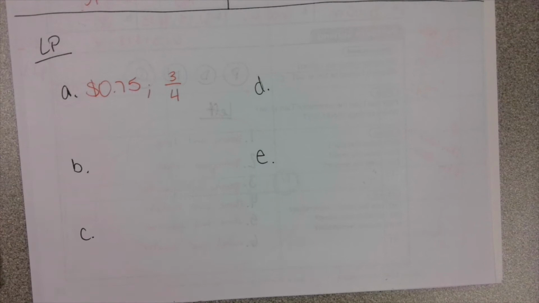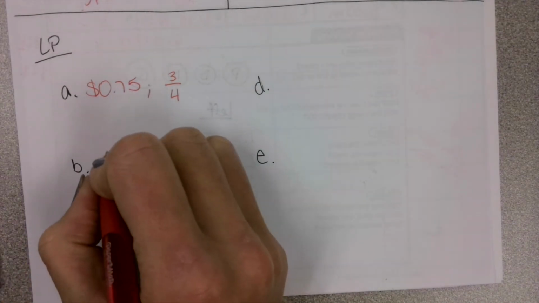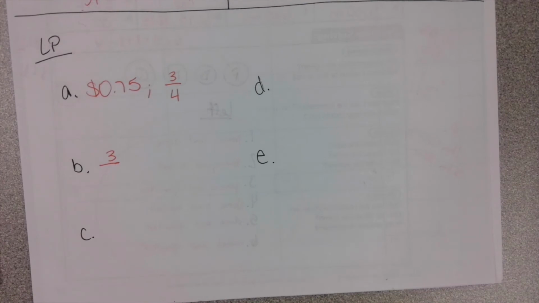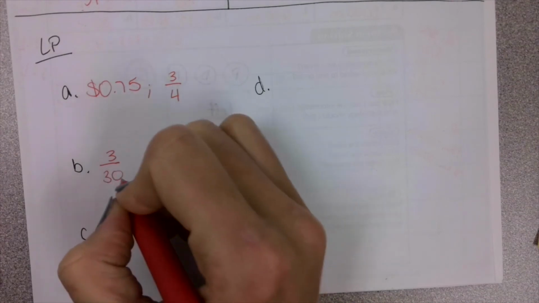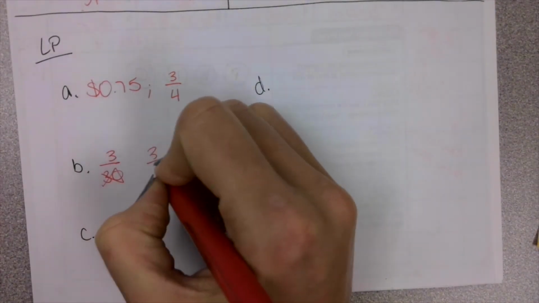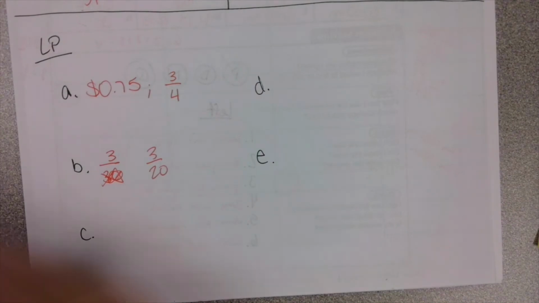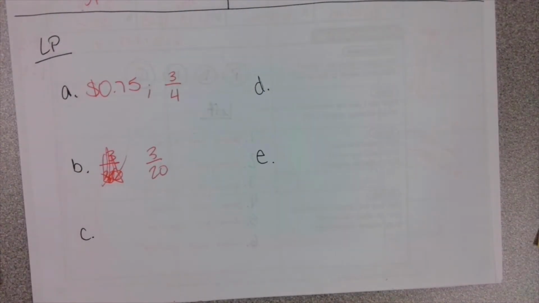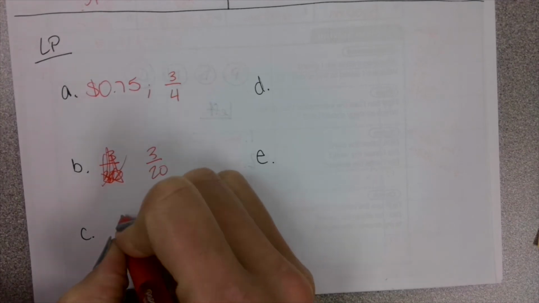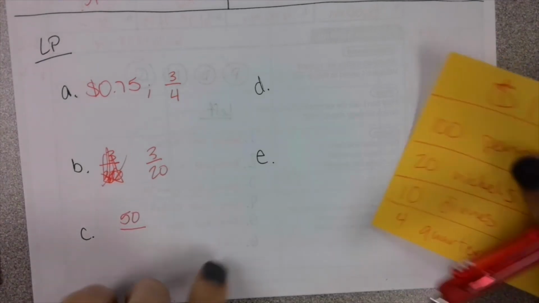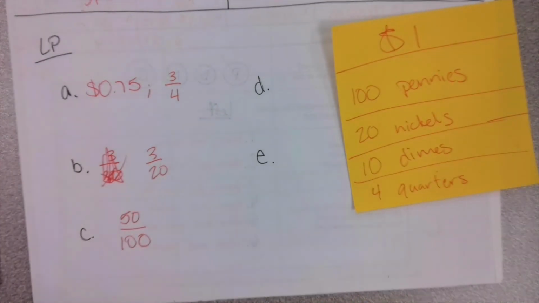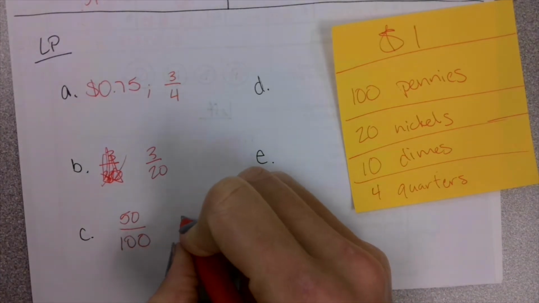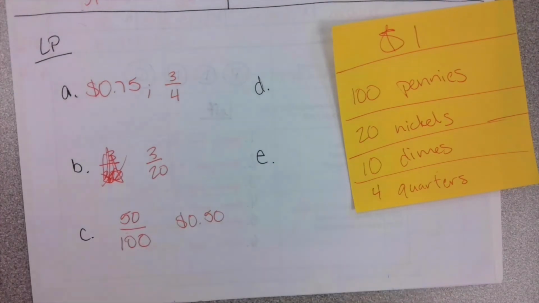B says what fraction of a dollar is 3 nickels? Well, 3 nickels is 3 out of how many total in a dollar again? Oh, that's right, 20. So 3 out of 20. C says 50 pennies are what fraction of a dollar? Well, 50 pennies are 50 out of how many total? Oh, 100 in a dollar. So 50 out of 100. Write the value using a dollar sign and decimal point. So 50 out of 100 is the same as $0.50.